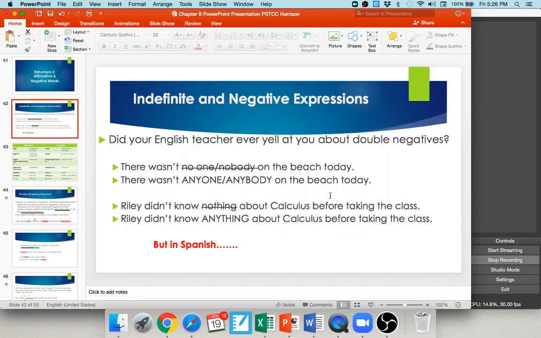So let's look at some examples. Okay, there wasn't anybody on the beach today. That's what we would say in English. But in Spanish, we would say there wasn't nobody on the beach. In English, we would say Riley didn't know anything about calculus before taking the class. But in Spanish, we would say Riley didn't know nothing about calculus before taking the class. So it sort of hurts your brain a little bit to think about these.